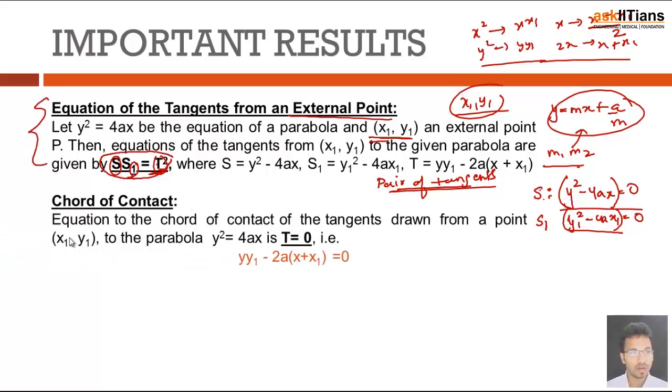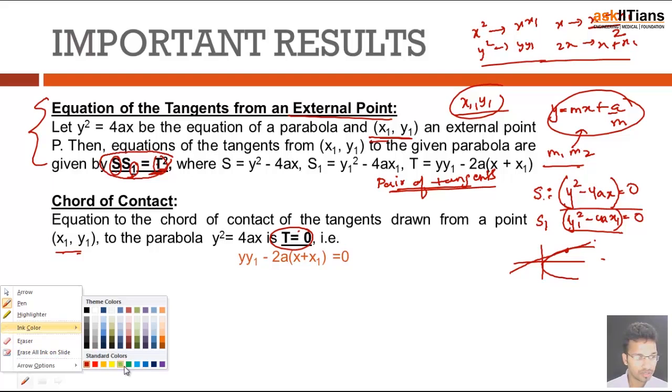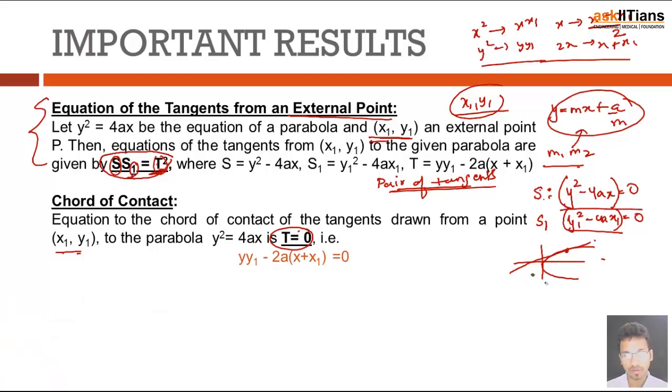The next property is chord of contact. It says the equation of chord of contact of tangents drawn from the external point. Now, T equal to 0 was the equation of tangent at a point, where the point was lying on the curve. Now we are saying this point is lying outside, like here, so we are finding the equation of chord of contact. If this is the chord of contact, this line will have the same equation, T equal to 0.